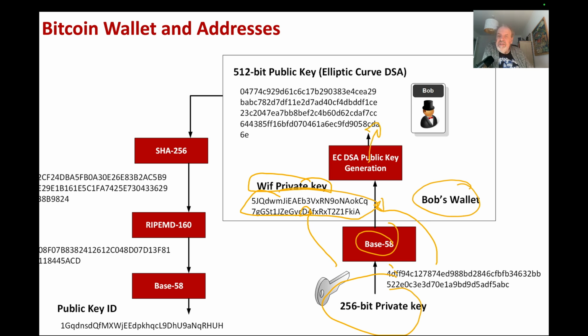We then take a signature of that to give us a public key point with elliptic curve DSA. We take a hash and then another hash and then base 58 again to give us our public key. So one form of a Bitcoin address begins with a 1 that we'll always have.